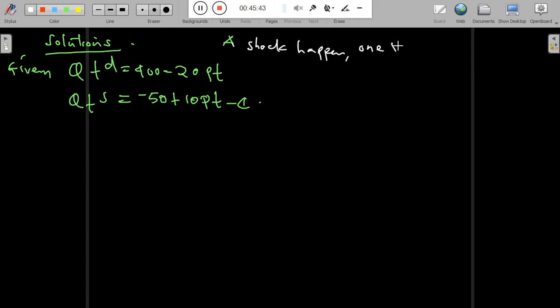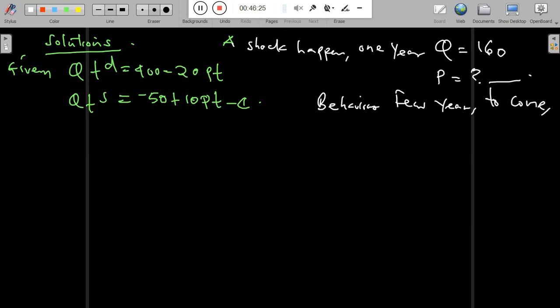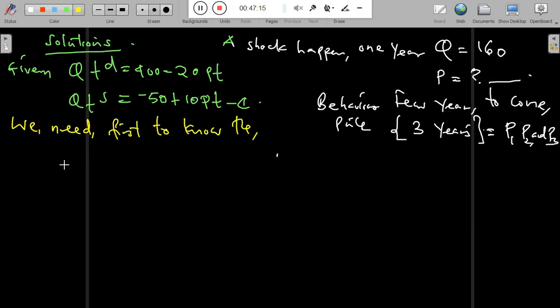So, the solution: we have the current quantity demanded, that is 400 minus 20 Pt, and the current quantity supplied, that is negative 50 plus 10 P(t-1). So if a shock happened raising output to 160, what is the price? But also we need to predict the behavior of the price in the few years to come. And in our case here, we have assumed 3 years.